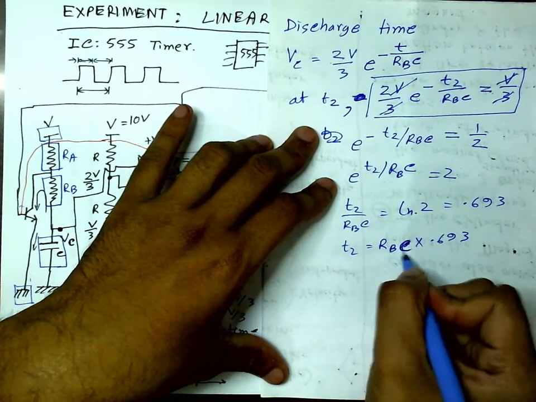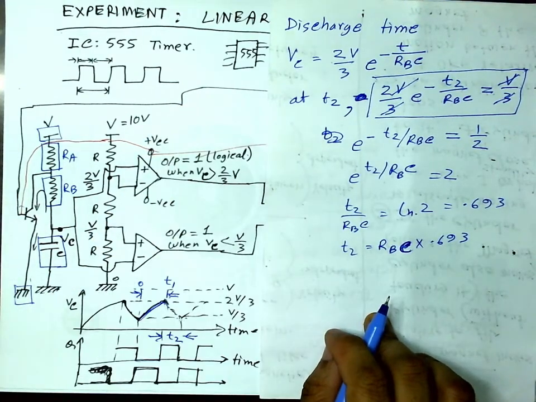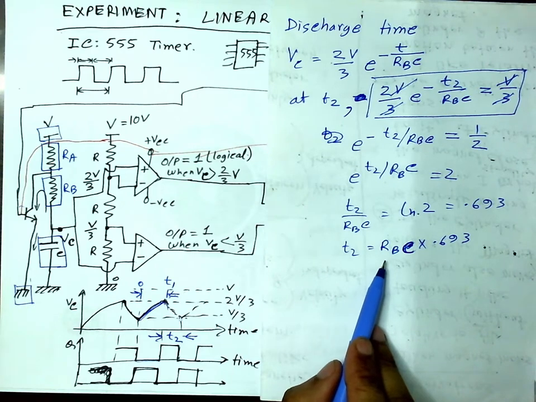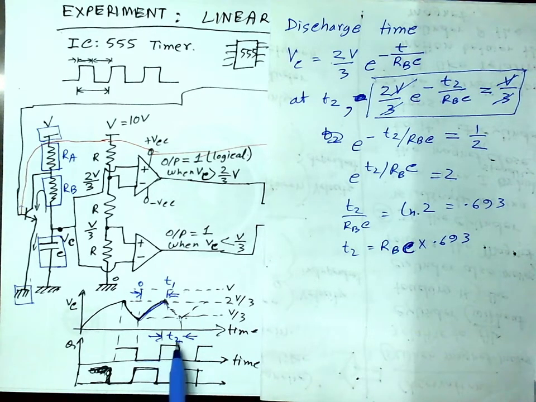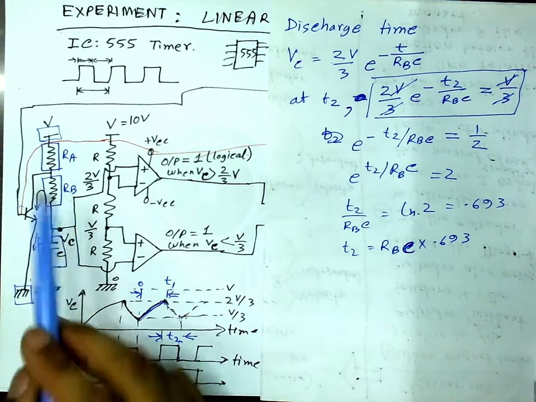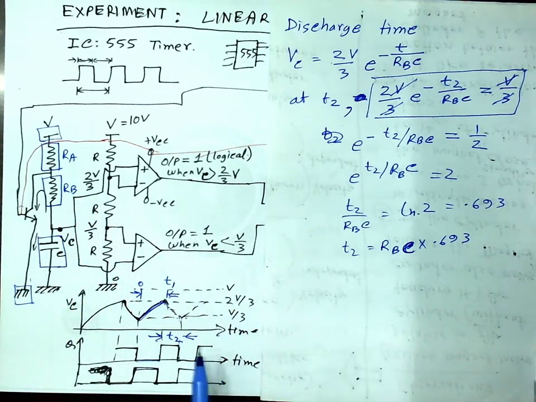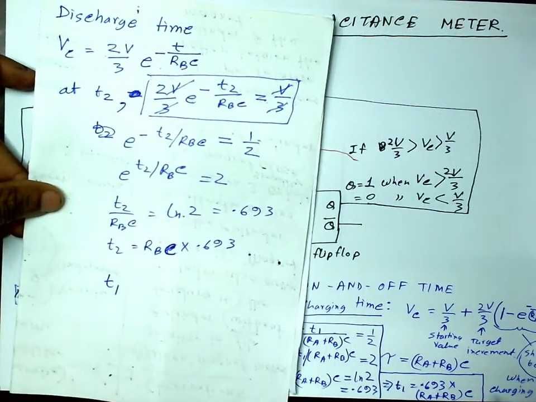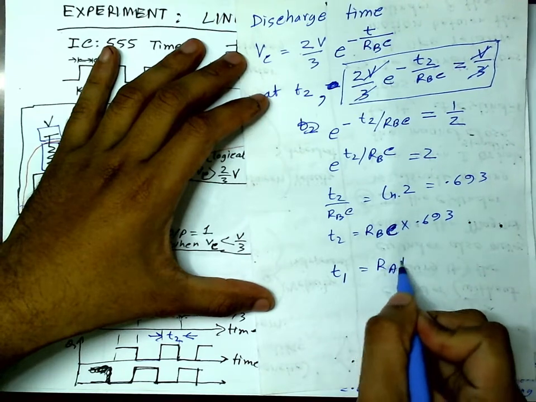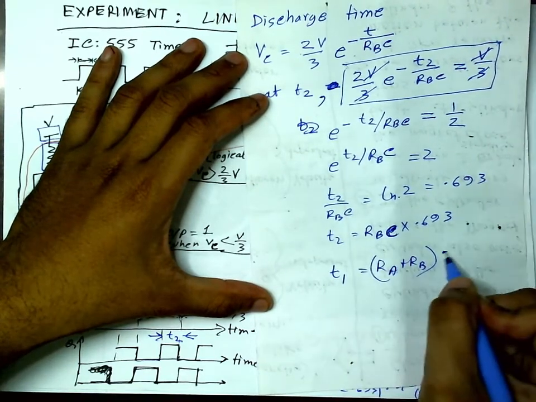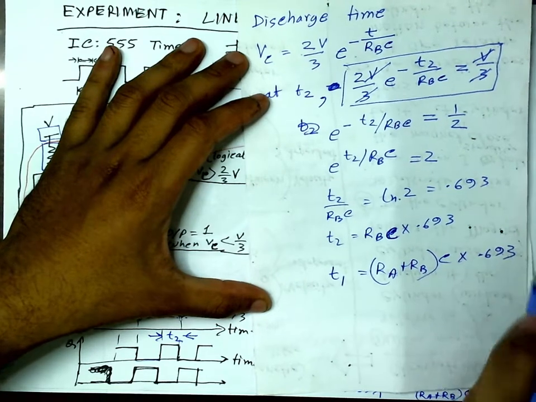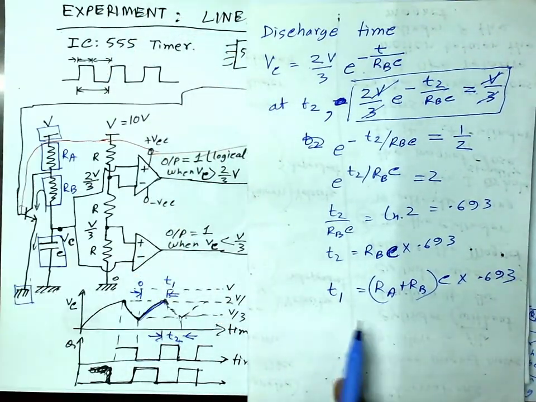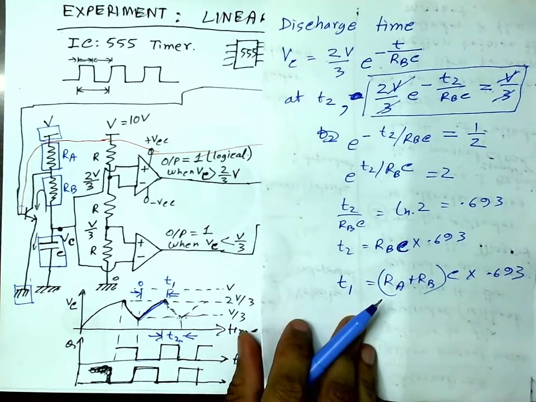Sorry, C like this. Okay, so by controlling RB, I can control the time for this on period, and by controlling RA and RB together, because T1 was RA plus RB multiplied by C into 0.693, I can control the off time as well. So this is how the IC 555 timer works.